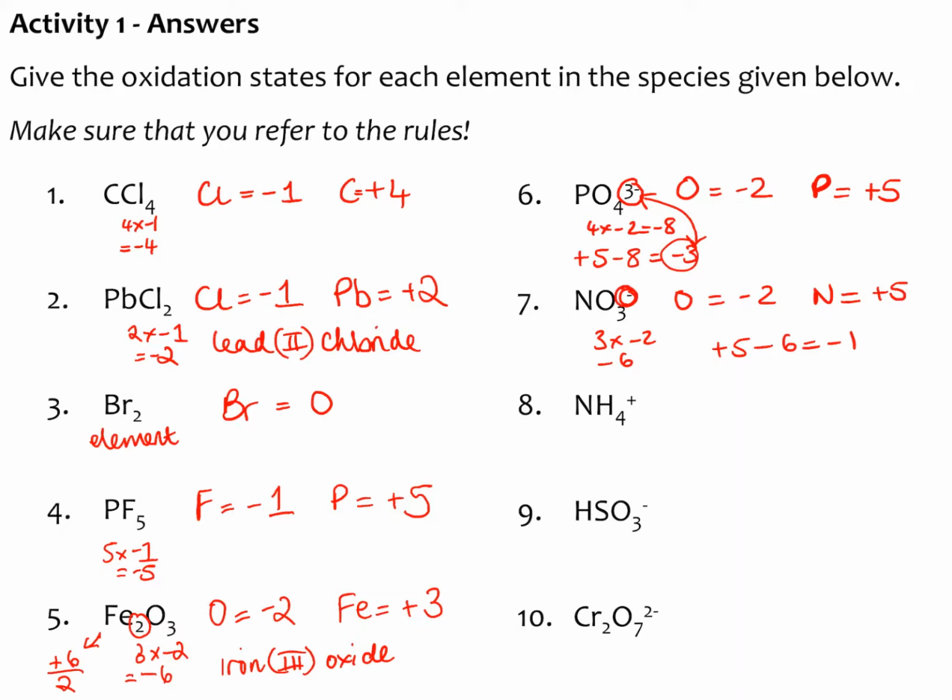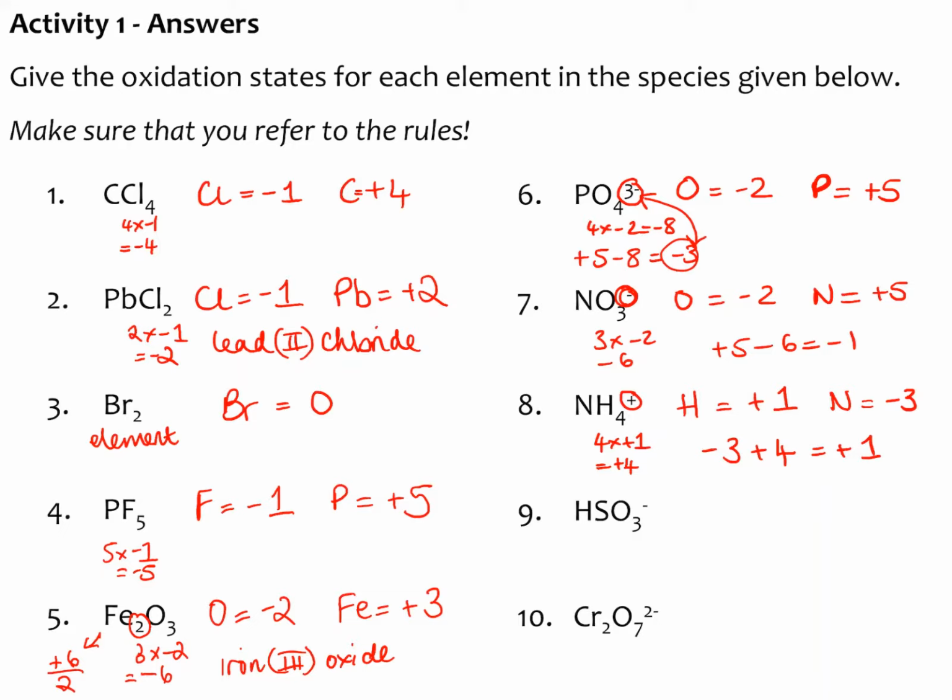For the ammonium ion, again no rule for nitrogen, but we do have a rule for hydrogen. Hydrogen is +1 unless in a metal hydride. This is not a metal hydride, there's no metal, and therefore hydrogen is +1 in this example. There are 4 hydrogens, so 4 lots of +1 is +4. This means that the nitrogen has to be a -3 for its oxidation state, because -3 for N plus the 4 hydrogens overall equals +1, which is what the overall charge in this compound ion is.